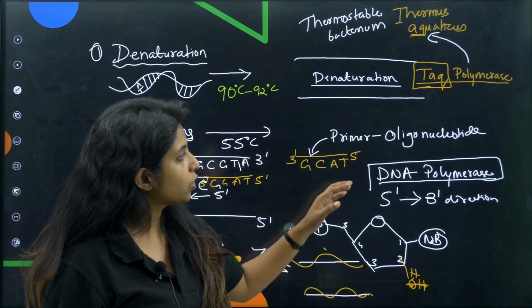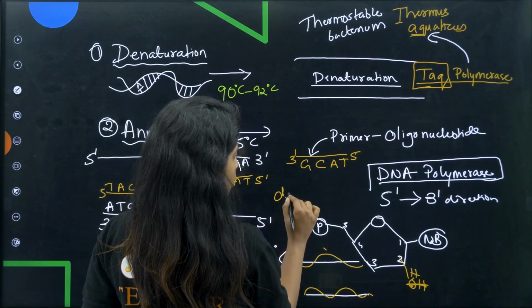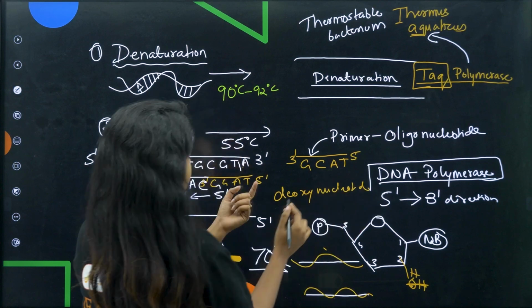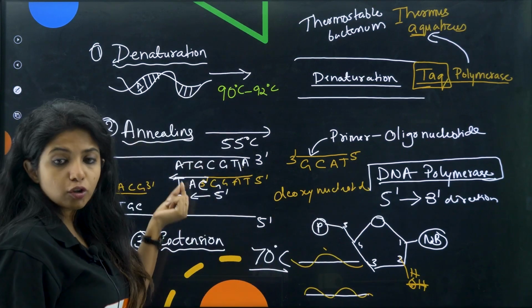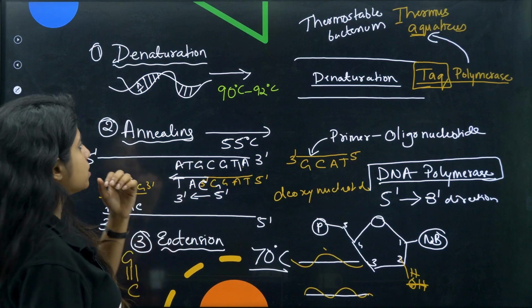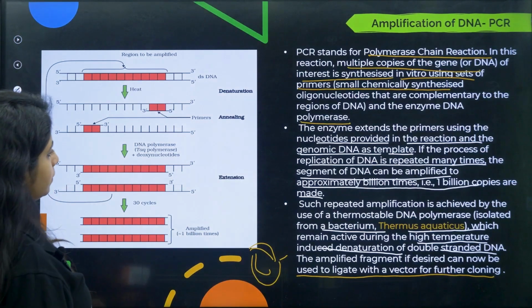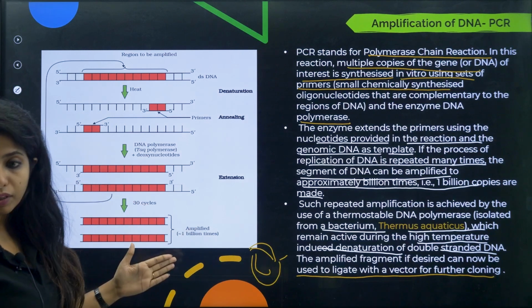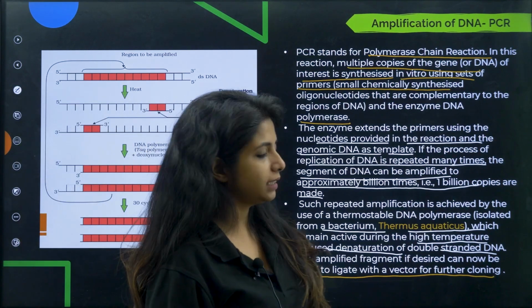So what do you need, children? You need Taq polymerase to extend it, that's the enzyme, and you also need nucleotides coming in. These are known as deoxynucleotides. Then extension is done, and after 30 cycles of amplification it will give you 1 billion copies of DNA. I hope this is done.